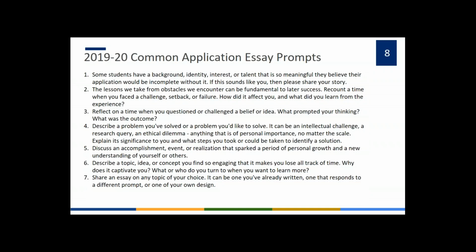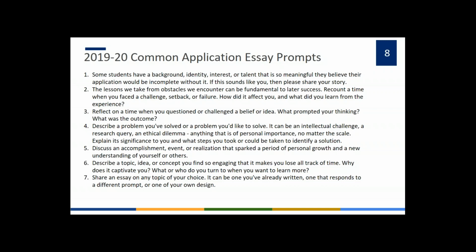The Common Application has essay prompts that they put out every year. And these are the essay prompts that actually will be used. They were used this year for students and they will actually be used next year. So if you have a high school junior, these are the essay prompts. They are also noted, of course, on the Common App website. So these are the prompts that students can take and run with to write their essay.